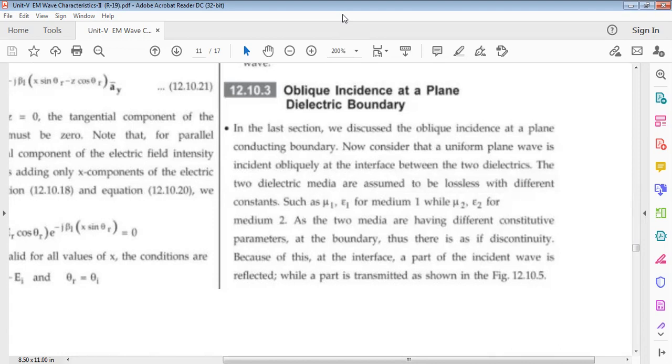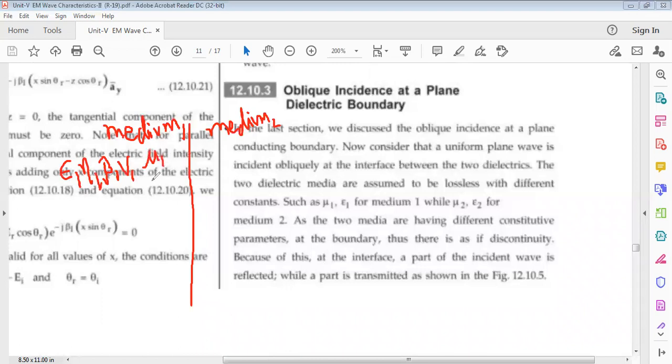Okay, let us say this is a boundary. The left hand side we consider medium 1, a dielectric, and medium 2 is also a dielectric, with the parameters epsilon 1, eta 1, beta 1, v1, the velocity, and mu 1. Whatever parameters we have: the permittivity, permeability, intrinsic impedance, the phase constant beta, alpha 1, the attenuation constant, and the velocity v also.